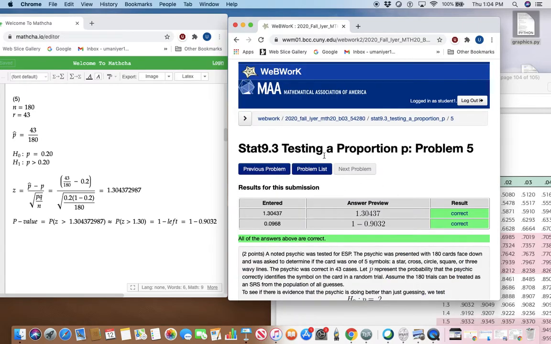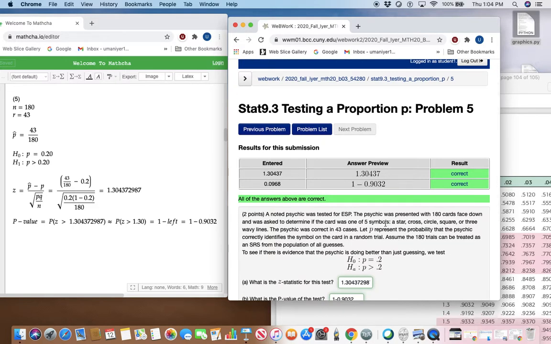All right. So this completes section 9.3. This completes our statistics part of the course. Okay. Bye.